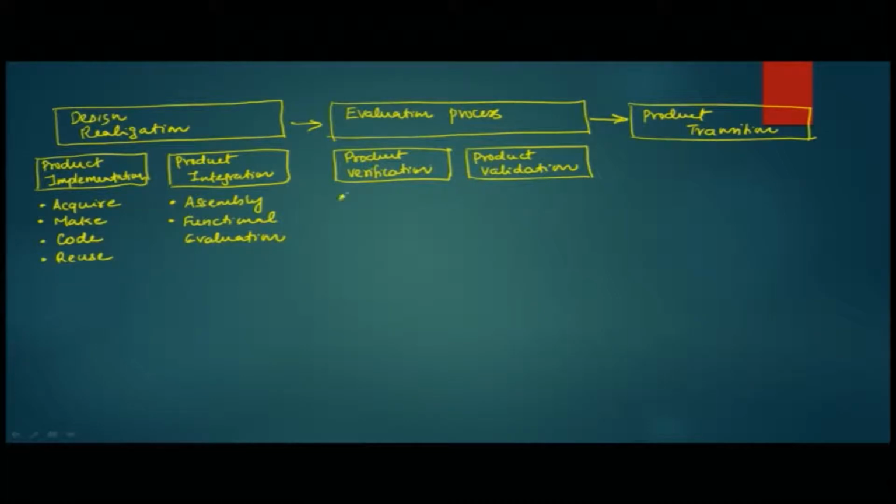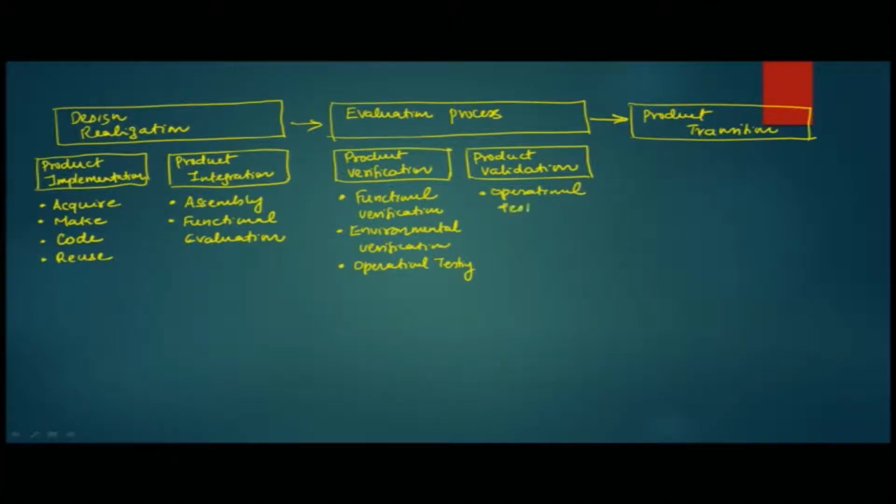Among the product verification, the main things that we do are the functional verification, second is the environmental verification, and the third part is the operational testing. And we will discuss this operational testing in a minute. And in the product validation, it is basically also operational testing.